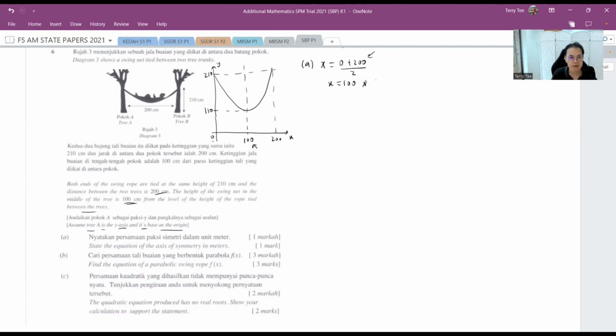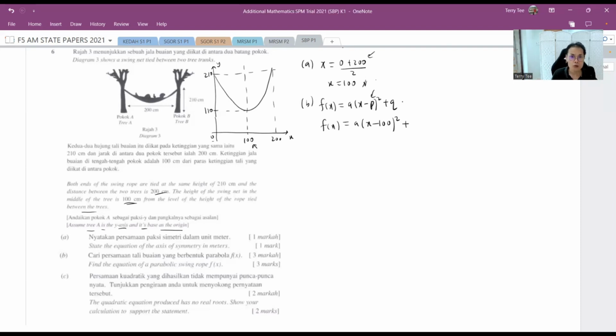All right, second one. Find the equation of the parabolic swing rope f(x). That means you're using a quadratic function to represent the swing. Okay, so we know the general form of a quadratic function, we call it the vertex form, is given in this manner. Now, I already know my axis of symmetry. Your axis of symmetry is 100, so I put 100 here, right? Okay, and remember it's always minus, it's always minus p. So p is your axis of symmetry.